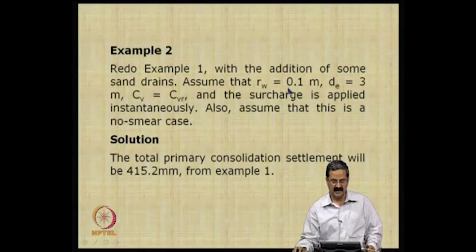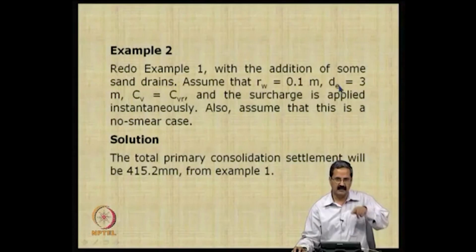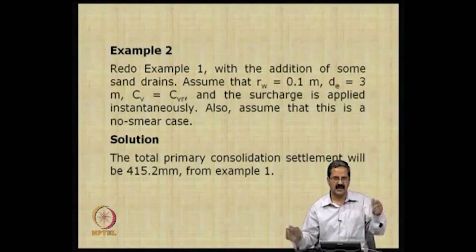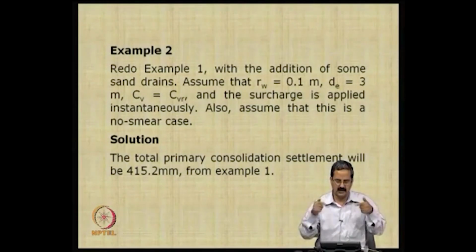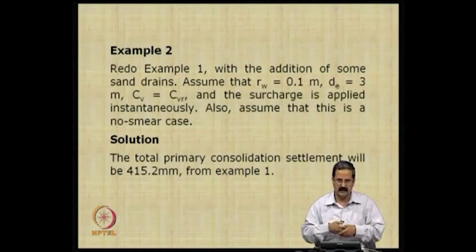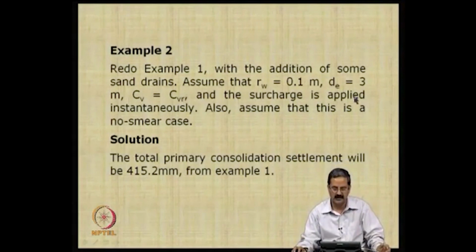Assume that the radius of the sand drain is about 0.1 meters or 10 centimeters, or 20 centimeters diameter, and there is an effective diameter, as I mentioned last time: some area of influence around which it acts as a drainage layer. Earlier it was essentially clay, but because of this the water is drawn towards the drain, and there is a release of pore pressure at both the top and bottom if it is double drainage, and there is a dissipation of pore pressure.